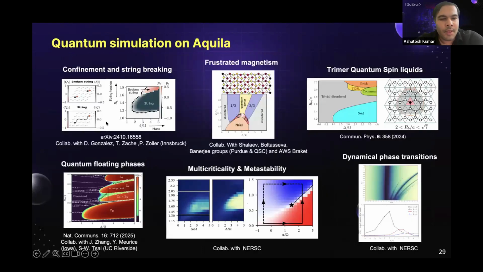So, moving on to the simulation part, there has been a lot of work done in this regard. The idea is that for all these quantum phenomena like confinement and string breaking, frustrated magnetism, quantum spin liquids and others, the many-body Hamiltonians occurring in them are very similar to the Rydberg-style interactions that happen in our neutral atom hardware. So these are very easily mappable to our hardware, and these works made use of Aquila to simulate these phenomena quite efficiently.